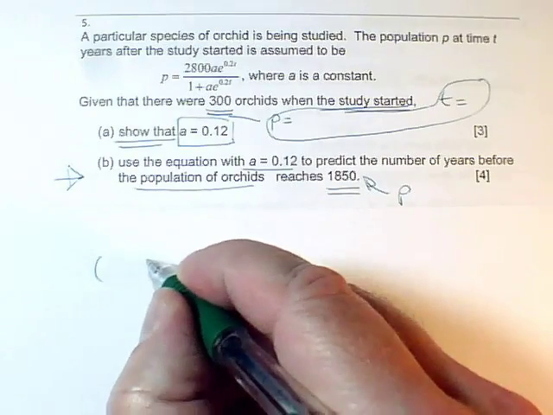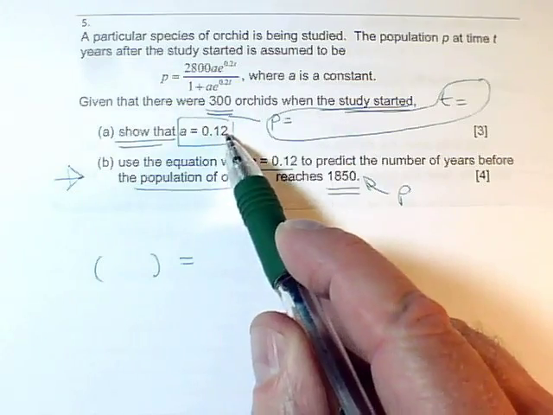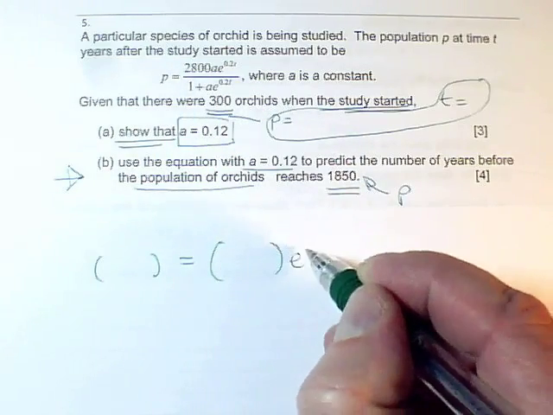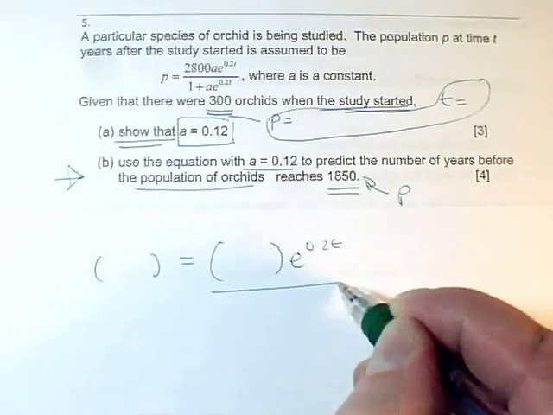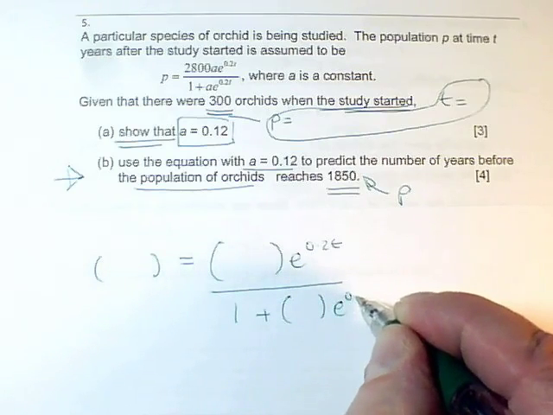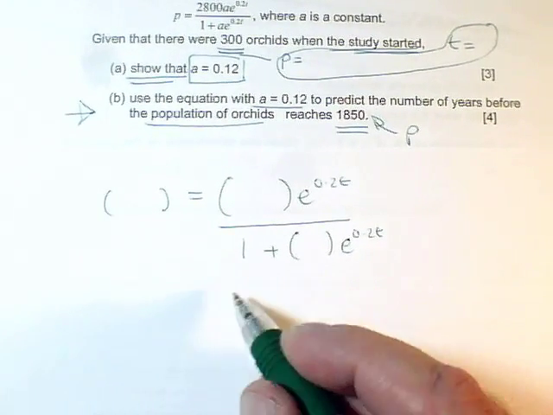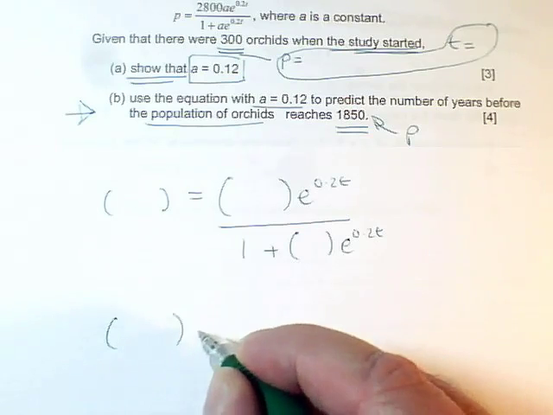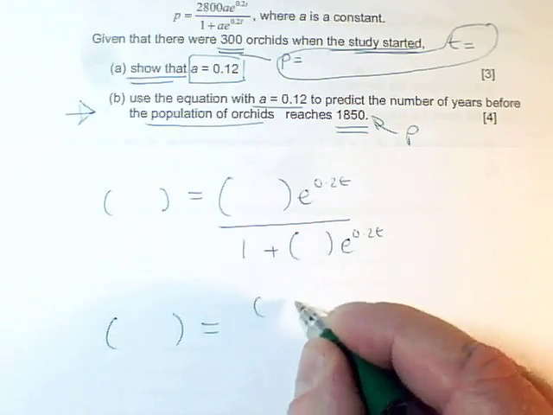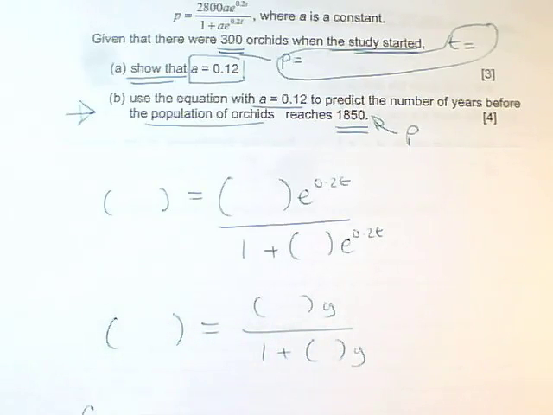P is just a number, put a bracket for that, equals 2,800 times a. We know the value of a. So that's just going to be a number times e to the 0.2t. And on the bottom of the fraction, we've got 1 plus a number times e to the 0.2t. You can, if you wish, replace e to the 0.2t by another letter, call it y. So I might say that the number I've got here is something times y over 1 plus something else times y. Multiply both sides by 1 plus something else times y, equals something times y.